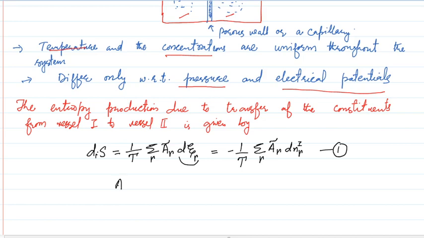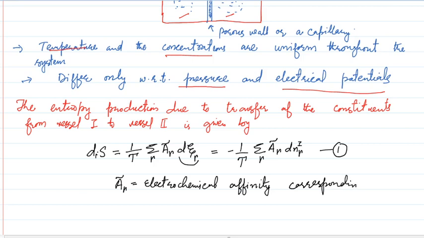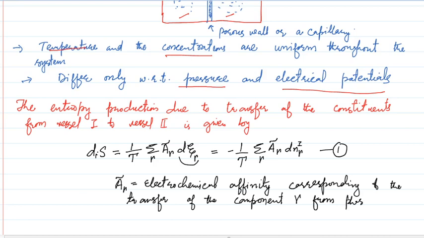So here this A gamma is basically the electrochemical affinity corresponding to the transfer of the component gamma from phase 1 to phase 2.